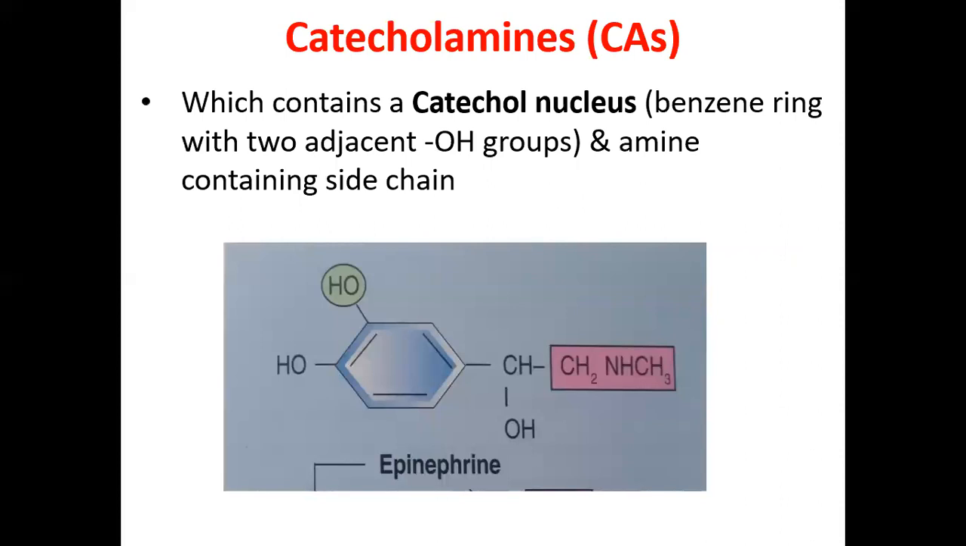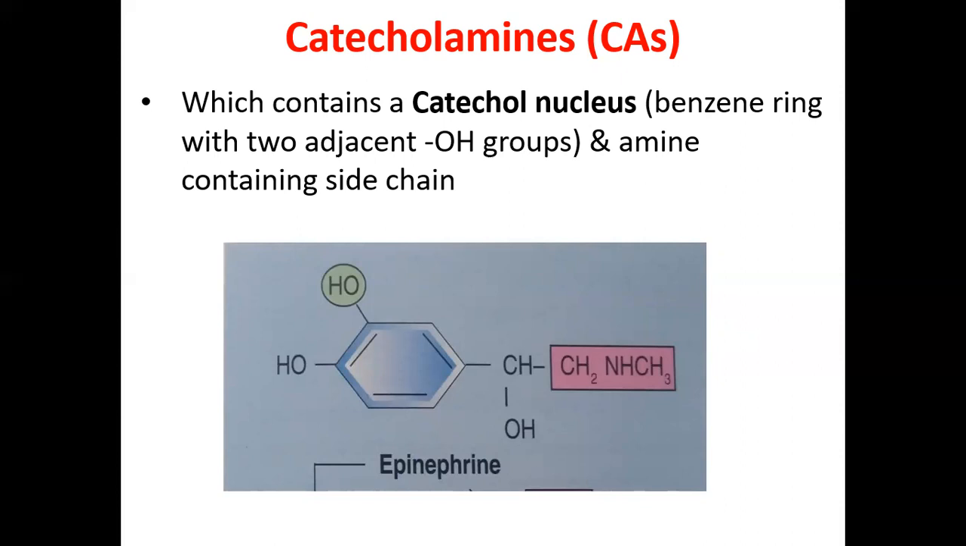Right, catecholamines. Catecholamines contain a catechol nucleus, and this catechol nucleus contains a benzene ring with two adjacent OH groups. As you can see in the picture, this is a catechol nucleus and has two OH groups. And apart from this, it also has an amine containing side chain. So these catecholamines contain a catechol nucleus, a benzene ring with two adjacent OH groups, and an amine containing side chain.